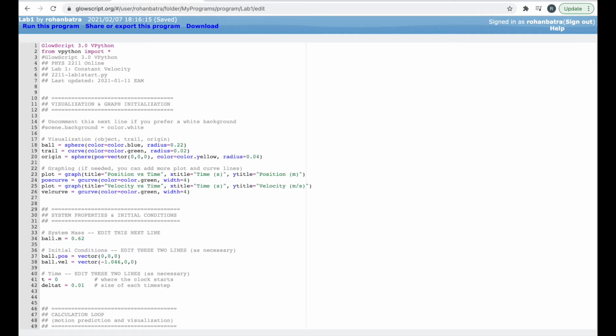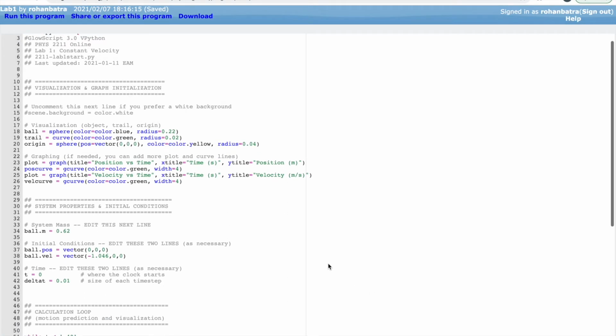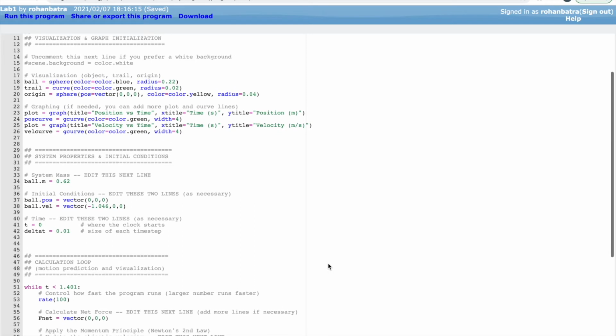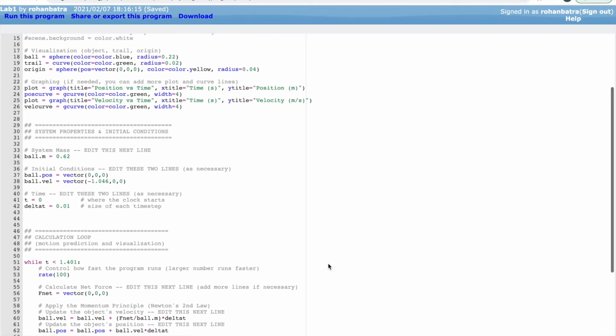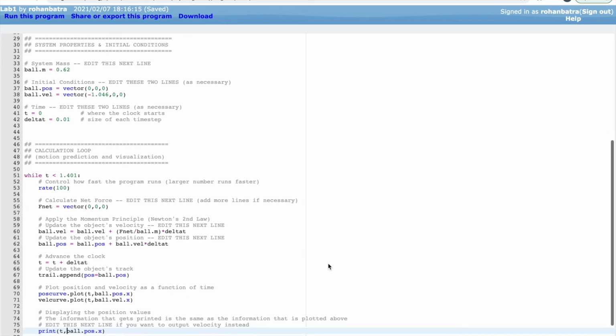So here is my computational model based on Newton's second law, which states that an object's acceleration depends on the net force acting on the object and the mass of the object. In this model, we neglect the force of friction and F net is 0 as the velocity of the ball is constant. The mass, initial position, and the initial velocity are all mentioned here, and the units for all these values are in SI units. The time is set to 1.401 seconds, and the formula for Newton's second law is depicted over here.